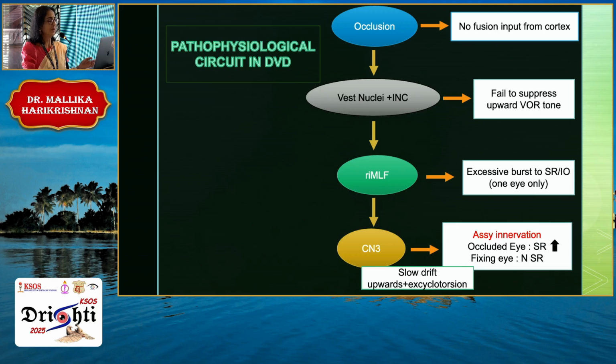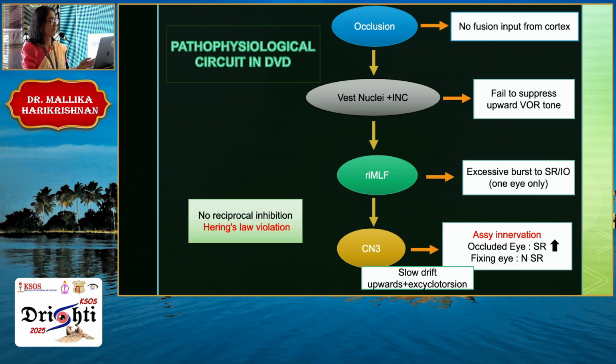The vestibular nuclei and the interstitial nucleus of Cajal fail to suppress the upward vestibulo-ocular reflex tone. So there will be excessive burst to the superior rectus and inferior oblique of one eye only, as induced by the rostral interstitial MLF. So there will be asymmetric innervation. The occluded eye, the superior rectus gets more innervation, and the fixing eye, there will be normal innervation. So there will be slow updrift and excyclotorsion.